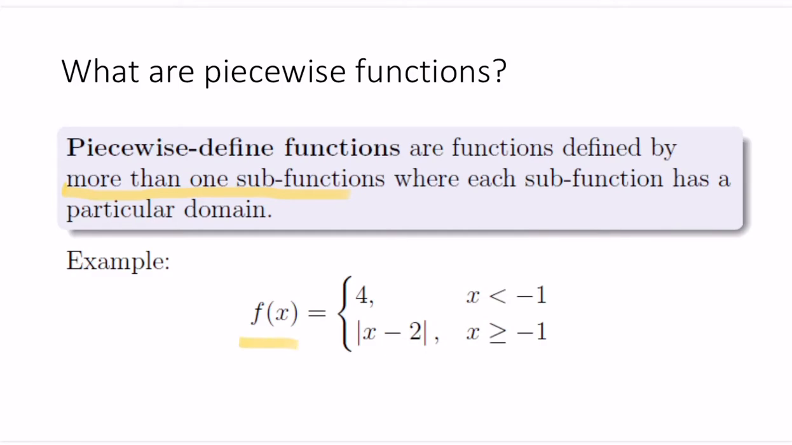This particular example has two subfunctions. We have f of x equals 4 and f of x equals absolute value of x minus 2. And the domains are these two, so a particular domain. Okay, so meaning when we have a piecewise function, it contains more than one subfunction.